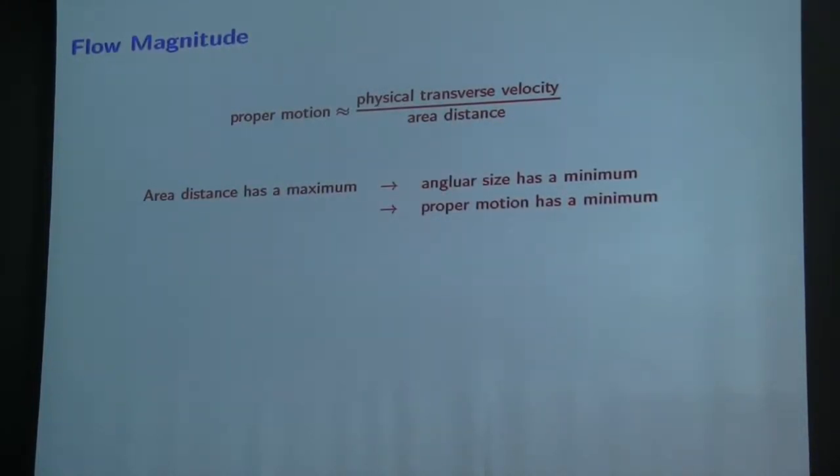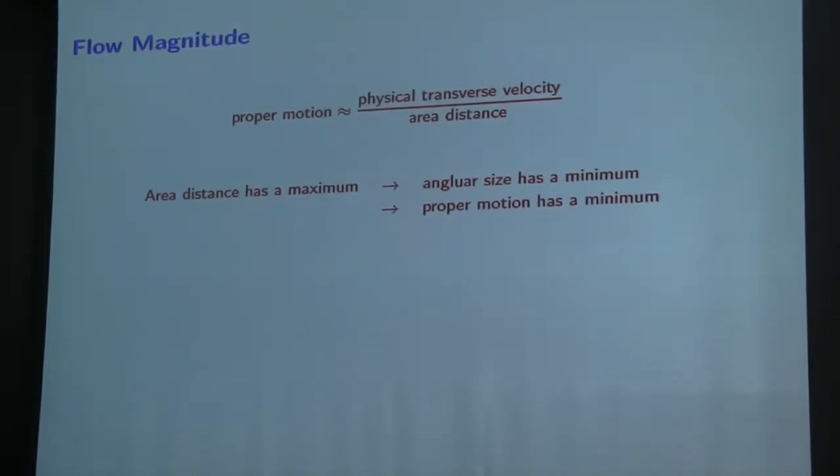Just a small mention, since we're dealing with proper motions or flows, very roughly, the angular motion, the physical motion across the sky, is some kind of physical transverse velocity divided by pretty much an area distance or a diameter distance. As you know, the area distance has a maximum, which means that the angular size of objects has a minimum, and this means that the proper motion will also have a minimum, and beyond that, it will actually become more detectable. So that's something perhaps to look for, and now we go to the applications, the real hard work.